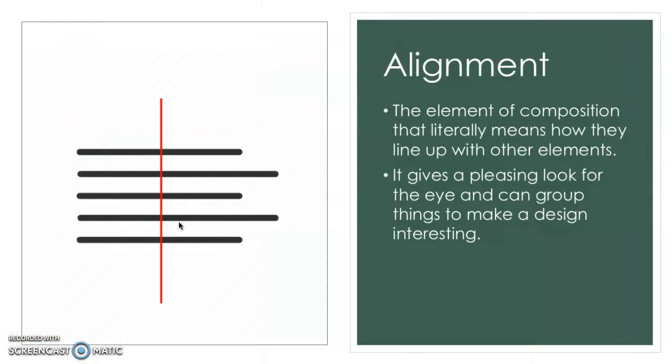Next is alignment. This is an element of composition that literally means how they line up with other elements. You mostly want to focus on the alignment to give a pleasing look to the eye. And you can group things to make the design interesting and to inform the viewer and give them an idea of why you're grouping things together. It's also nice to give it a professional look and to give it credibility.